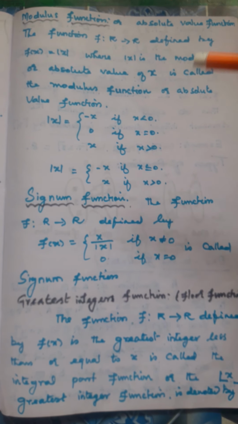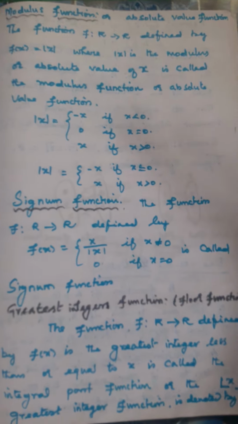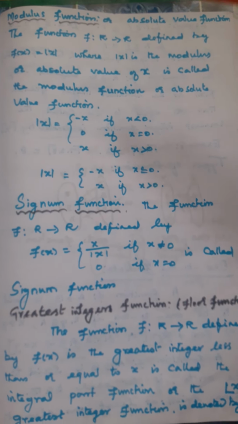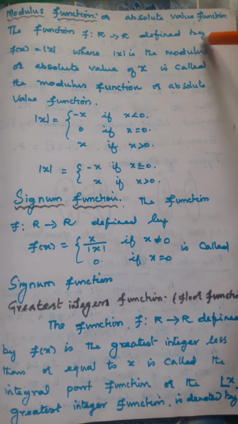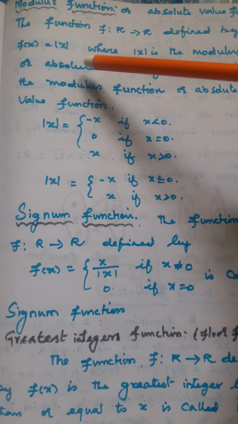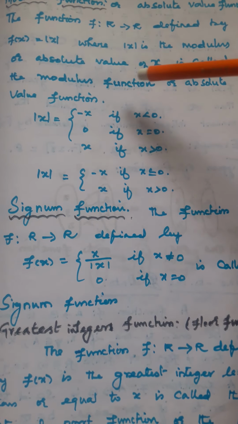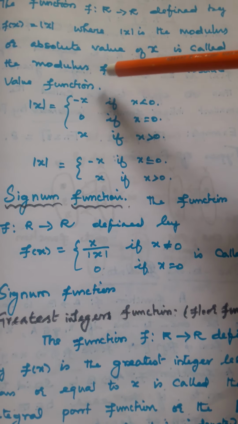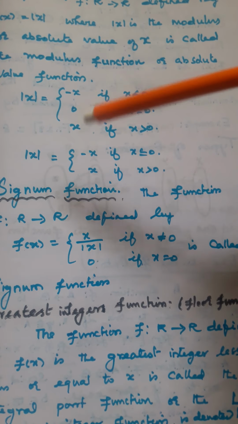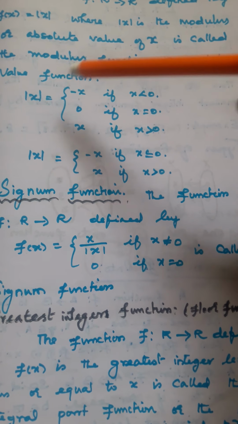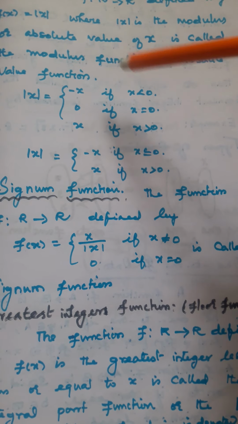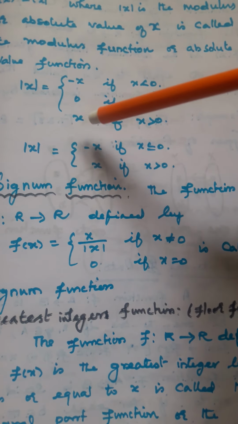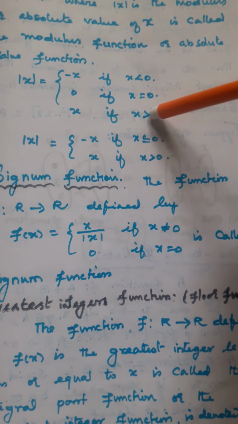So the next, you have different types of functions. The most important one: modulus function or absolute value function. The function f from R to R defined by f(x) equal to mod x, where mod x is the modulus or absolute value of x, is called the modulus function or absolute value function. So how to define your mod x? Mod x is minus x if x is less than 0, 0 if x equal to 0, and plus x if x is greater than 0.